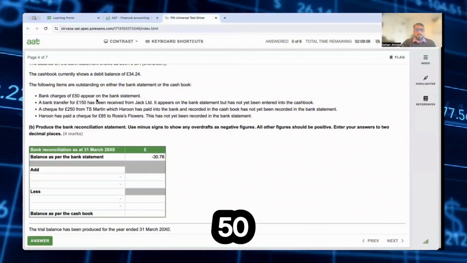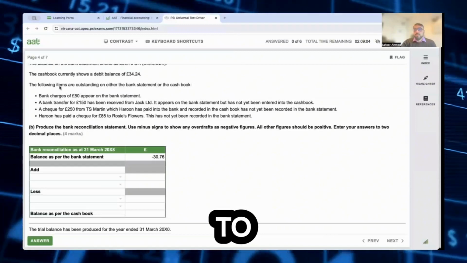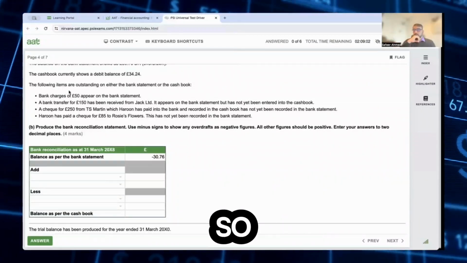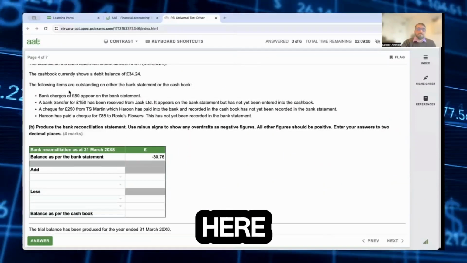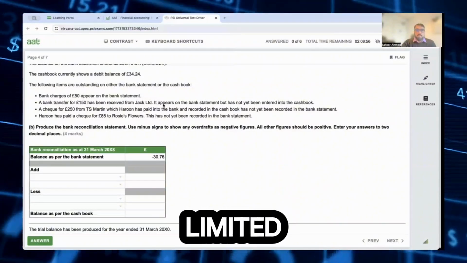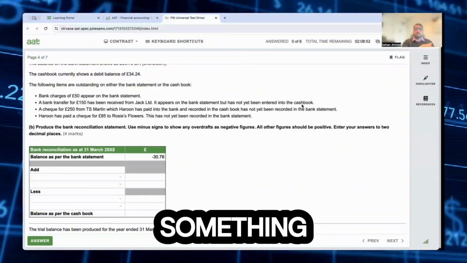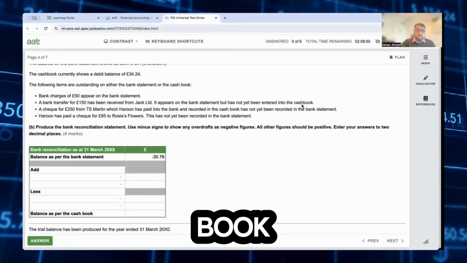So bank charges of £50 appear on the bank statement. Well, then we need to update that in the cash book. So it's nothing to do here. A bank transfer for 150 has been received from Jack Limited. It appears on the bank statement, but has not yet been entered in the cash book. So again, that's something that needs to be done in the cash book.